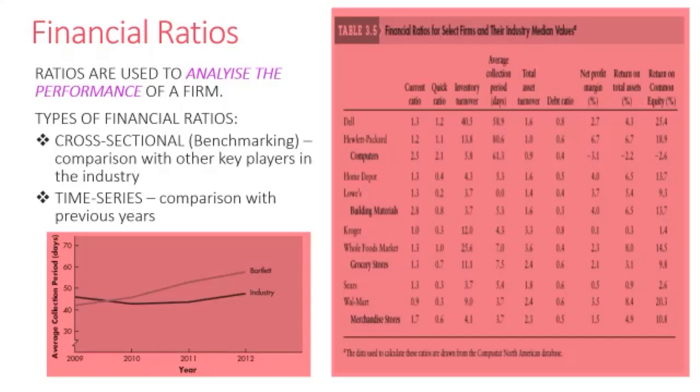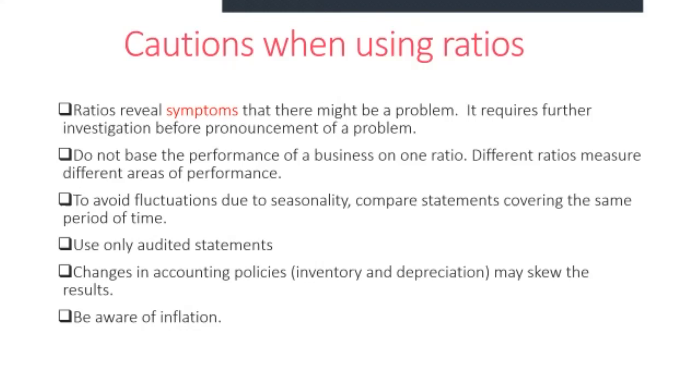So let's look at these ratios. Just some cautions to take note of when using ratios. Ratios reveal symptoms that there might be a problem. It requires further investigation before pronouncement of a problem. So we might see some negative ratios or something that's off, and before we say the company is bad, it might be a result of, let's say, COVID-19, why the company performed horribly.